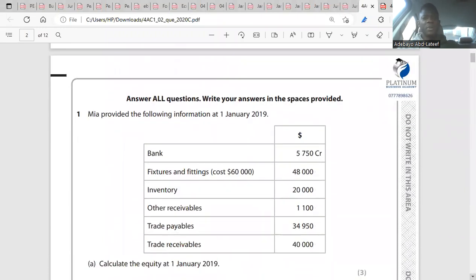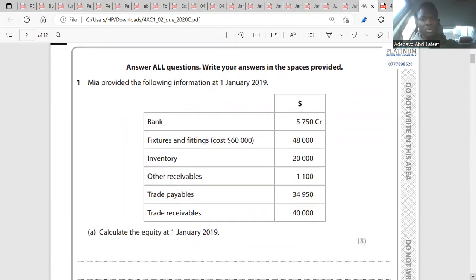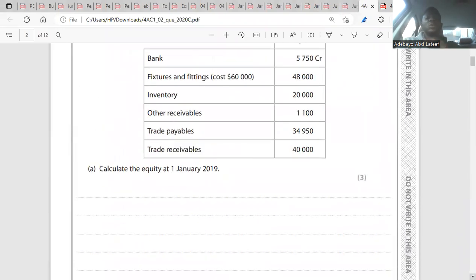They said Maya provided the following information at 1 January 2019. We have the bank, which is a credit. We have fixtures and fittings, inventory, other receivables, trade payables, and trade receivables. The first question says calculate equity.